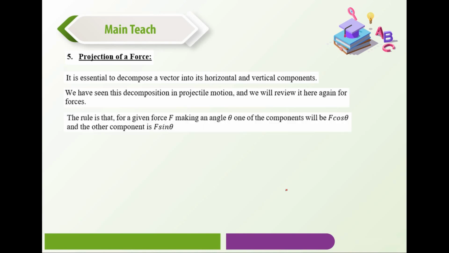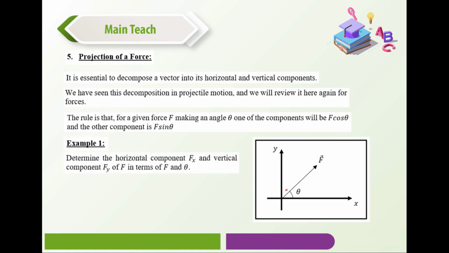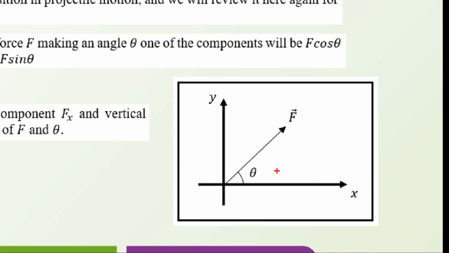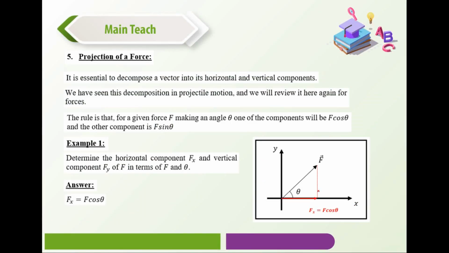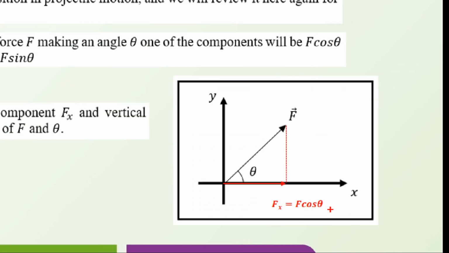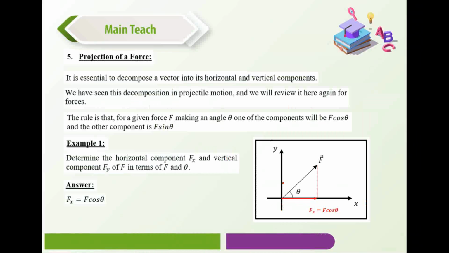The rule is that for a given force F making an angle theta with the horizontal or with the vertical, one of its components will be F cosine theta and the other component is F sine theta. Let's consider example 1. Here we have a force that exists in an xy plane. Theta is the angle between the force and the horizontal. In this case the horizontal component would be F cosine theta. Whenever theta is the angle between the force and an axis, the component of the force along this axis would be F cosine theta and the other component would be F sine theta.